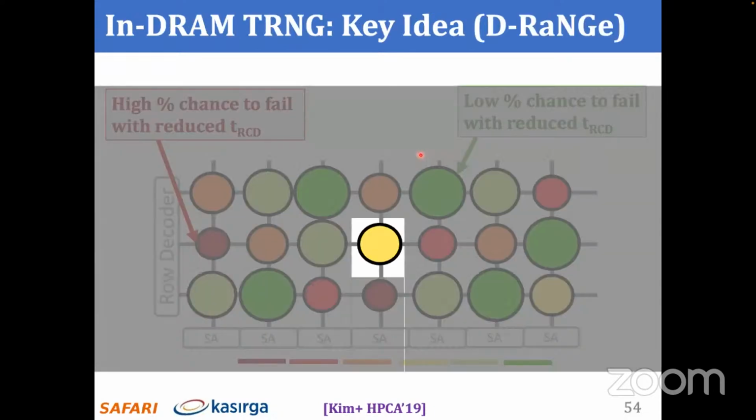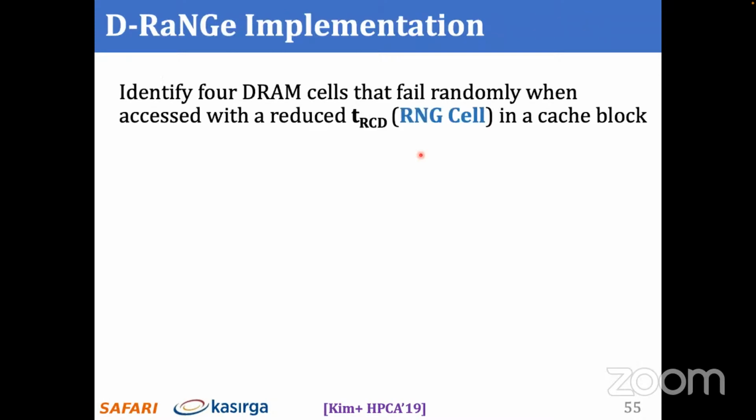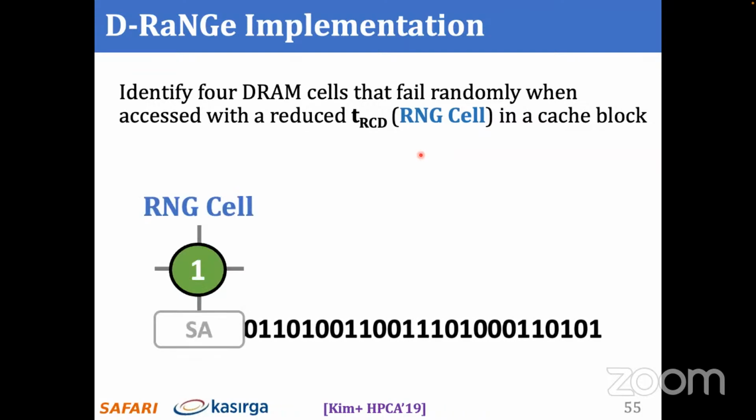And it proposes using these cells to generate random numbers. The basic idea is to access the cell with a reduced timing parameter and use it as a random bit. So to do that, we implement this in PiDRAM, and we identify DRAM cells that fail randomly when accessed with a reduced TRCD parameter. And we identify 4 cells in a DRAM cache block that have this characteristic. And we use those cells to generate these random bit streams.